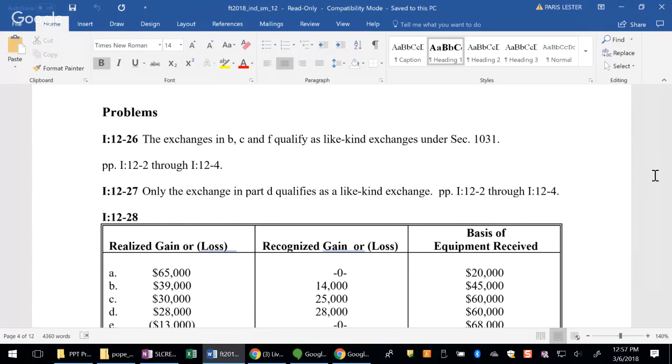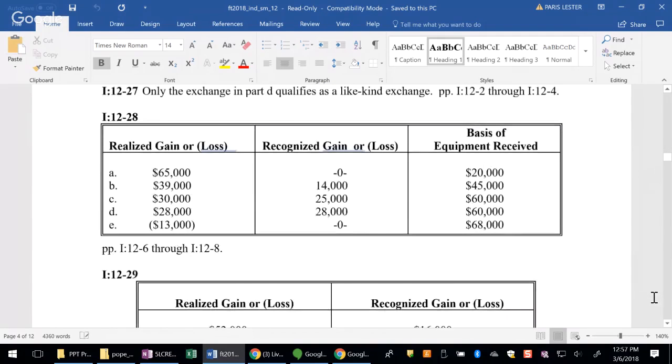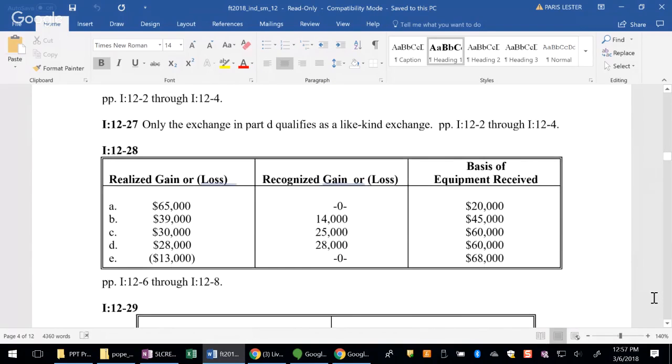Now look at that last scenario. 22 plus 55 is how much? 77. All right, but your basis is 90. You had a $13,000 loss. No gain, of course. But what's your basis? 68. Okay, your basis started out being what?